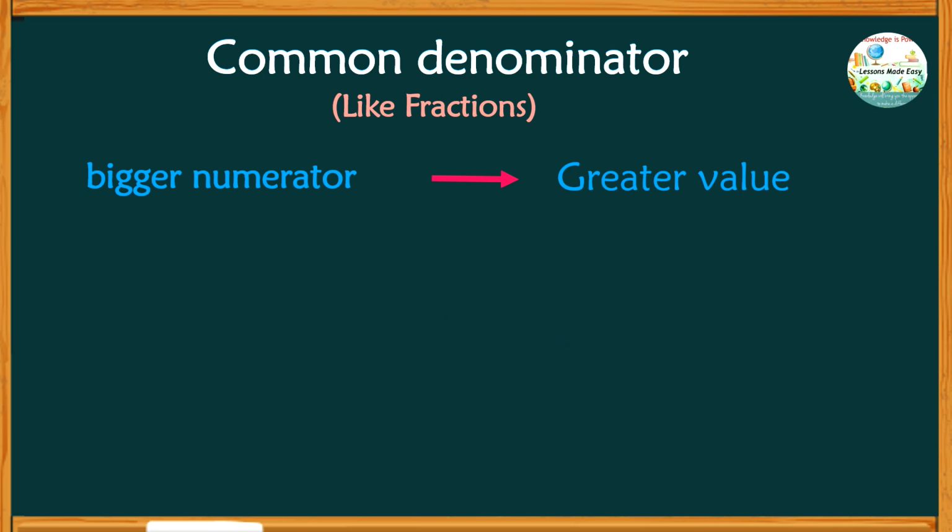Let's have another one. A common denominator of 10 and numerators 9 and 3. Obviously, 9 is more than 3 and therefore 9 over 10 is greater than 3 over 10.